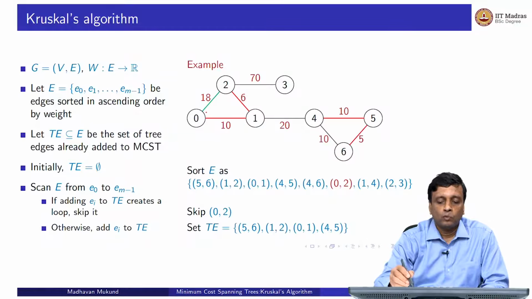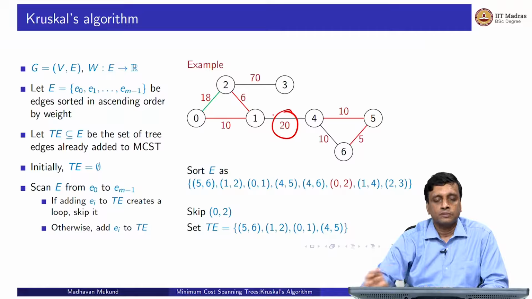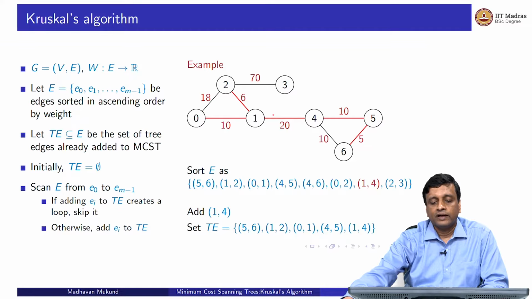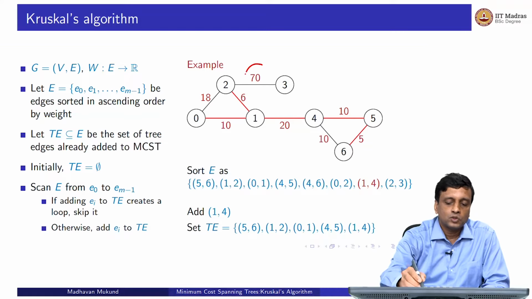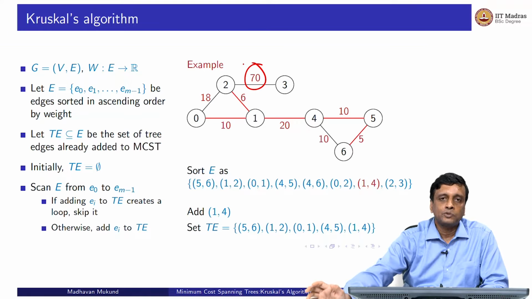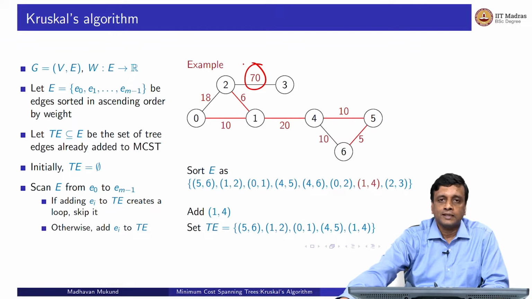Now we find 1, 4 is our next possible edge, and adding that does not create a cycle, so we add it. And finally we have only one edge left, which is this 2, 3, the largest edge, but that is the only edge which connects to 3. So eventually it makes sense, it has to be in the spanning tree. So we add it and we are done. Right. So this is how Kruskal's algorithm works.